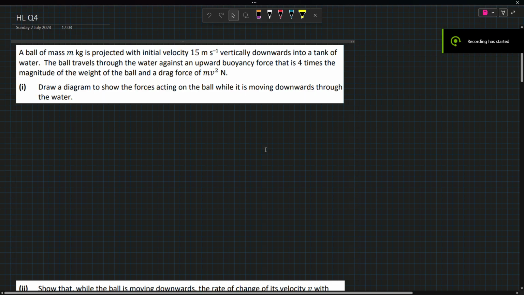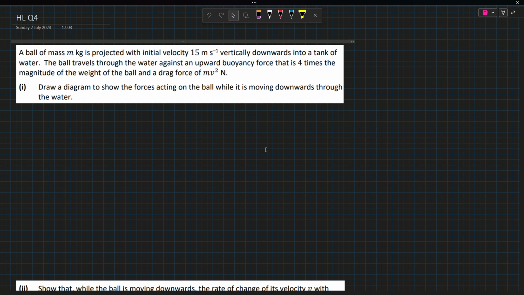So this is question 4 of the Cert Higher Level Applied Maths, and it involves differential equations as a whole. A ball of mass m is projected at initial velocity 15 meters per second vertically downwards into a tank of water. The ball travels through the water against an upward buoyancy force that is 4 times the magnitude of the weight of the ball, and a drag force mv squared newtons.